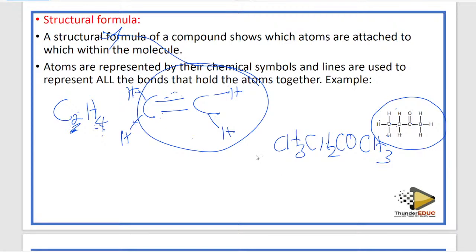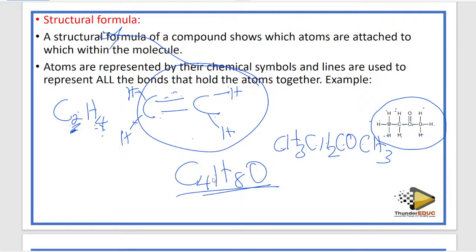Molecular formula of that, I can write it how? I can write it by saying, how many carbons do I have here? 1, 2, 3, 4. Say C4. How many hydrogens do I have? Let me start from here: 1, 2, 3, 4, 5, 6, 7, 8. I write hydrogen 8. How many oxygen do I have? It's 1. It becomes that.